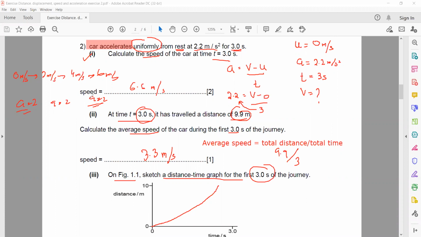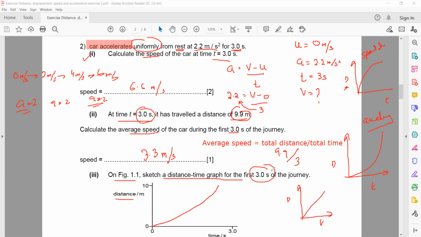So for a distance, it won't be straight. No. If it was a constant speed, this is a distance time graph, so if it was a constant speed, then it will be a straight line. If it is a constant acceleration or accelerating, then it will be a curve. This is representing accelerating or uniform acceleration. And if it was decelerating, like speed was decreasing, then it should be like this for a distance time graph.